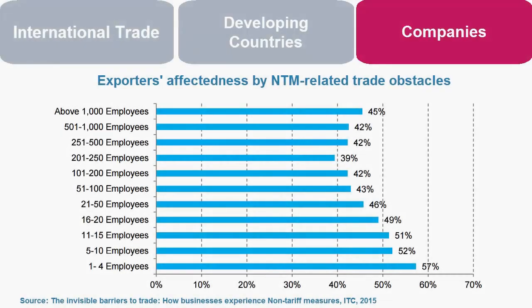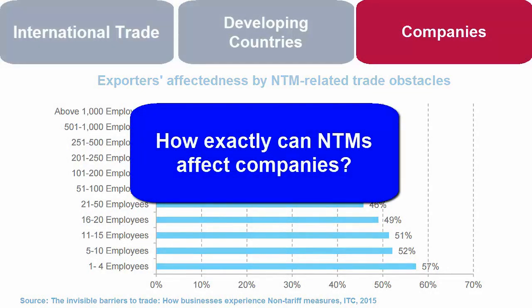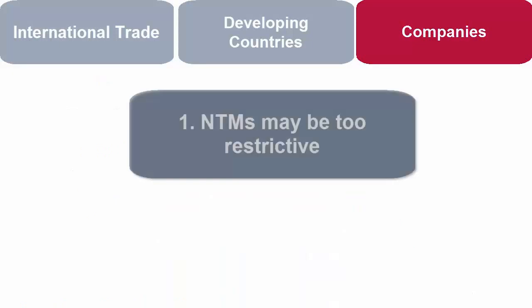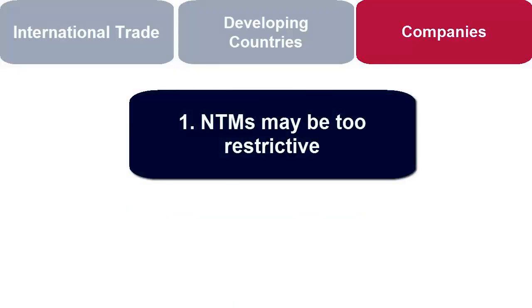ITC business surveys show that the majority of companies in developing countries find NTMs challenging. But how exactly can NTMs affect companies? We will see this with the help of two examples. Firstly, a company may find an NTM too strict to comply with. In this case, the challenge of the company is the restrictiveness of the NTM itself.